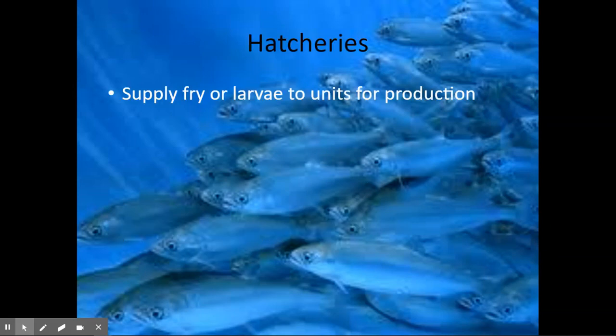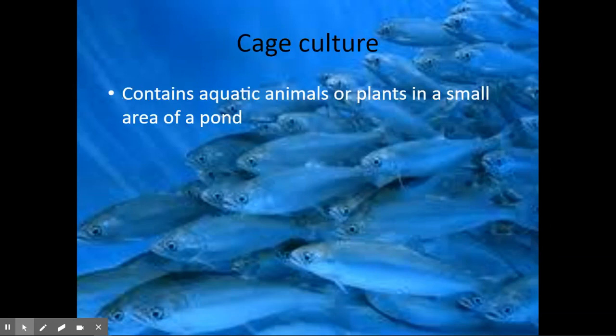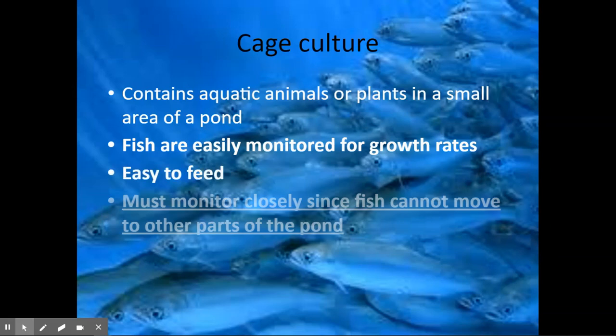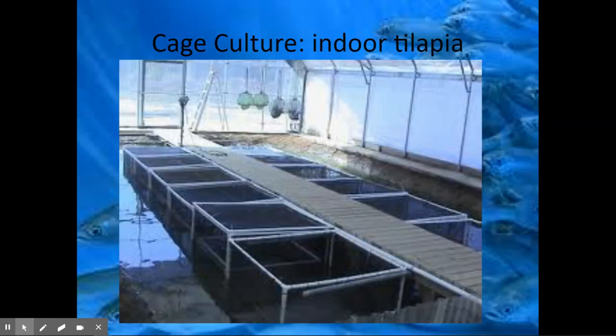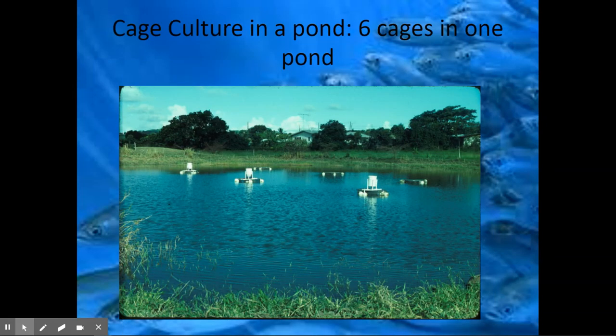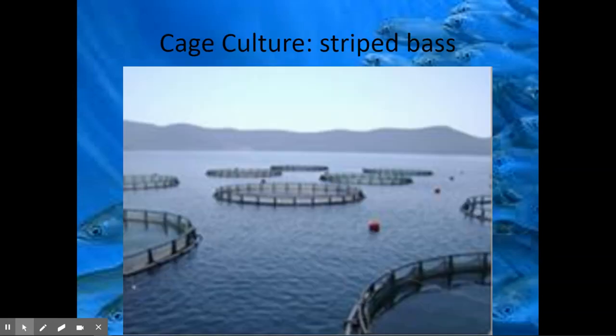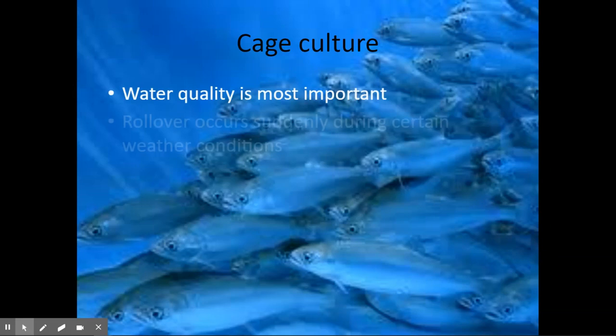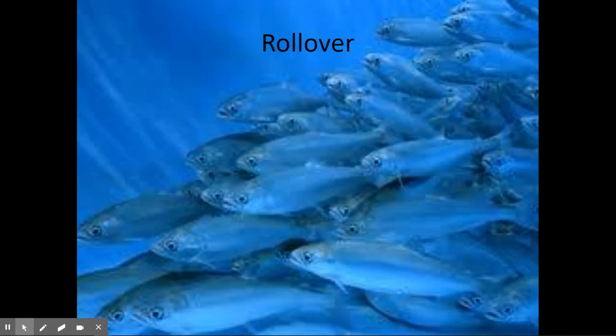Hatcheries, just like in chickens, are going to supply baby fish or eggs. Cage culture, basically in cage culture, it's where you grow fish in a confined area. We looked at different systems and talked about this in class. Each fish needs its own special system. The biggest thing is to make sure you watch this thing called rollover. That's when the dissolved oxygen changes very suddenly and your fish will die.